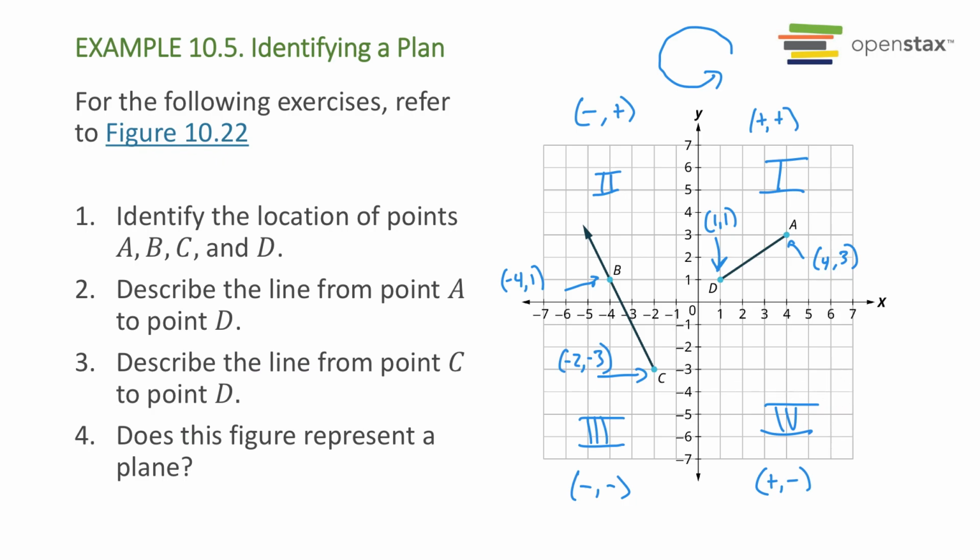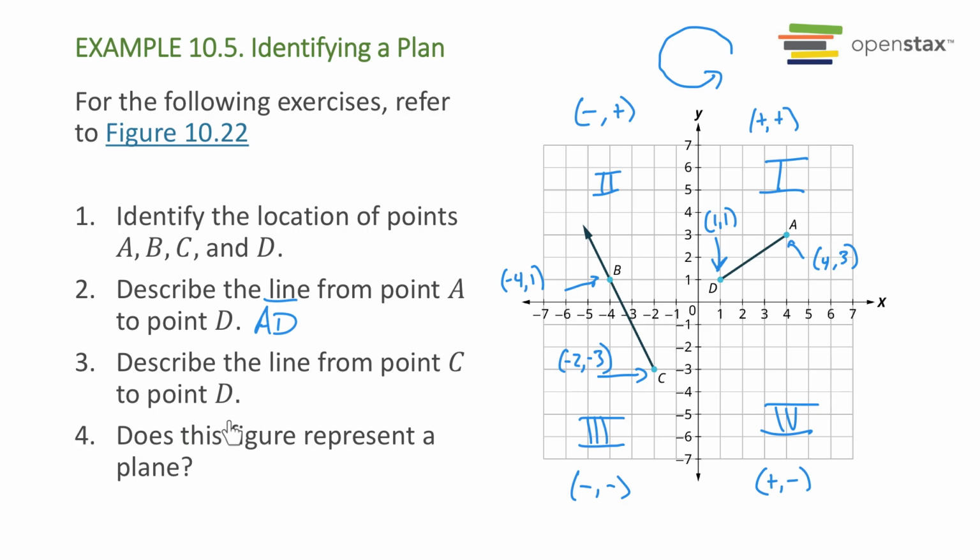So number 2 says describe the line from point A to point D. And so from point A to point D, we would just say that that's a line going from the point 1, 1 to the point 4, 3. And so that would be AD, just going from the point 1, 1 to point 4, 3. That's really all the description we need. It just allows us to give coordinates.